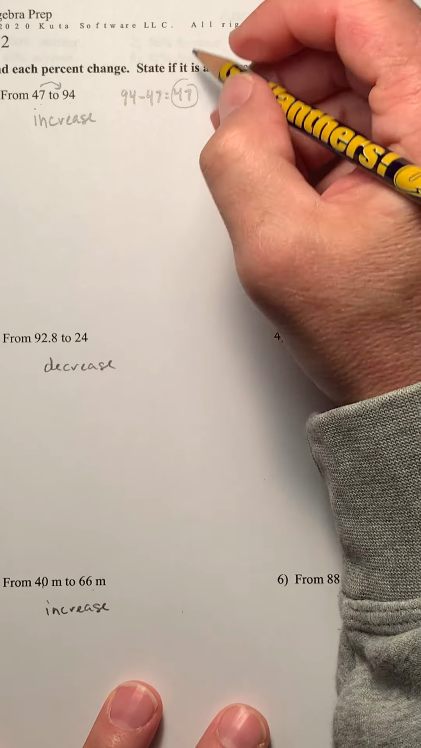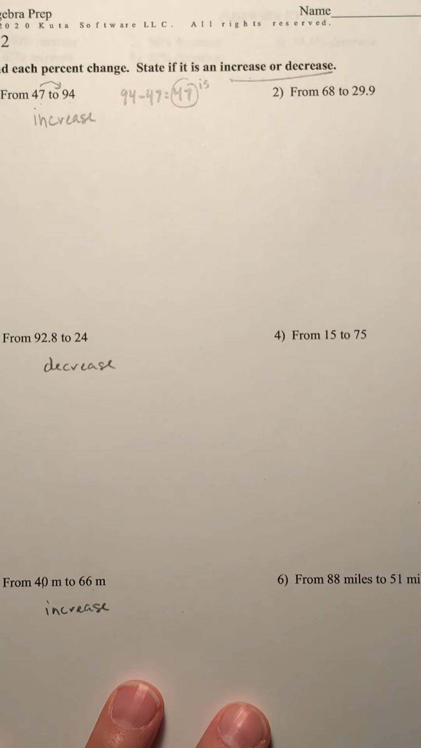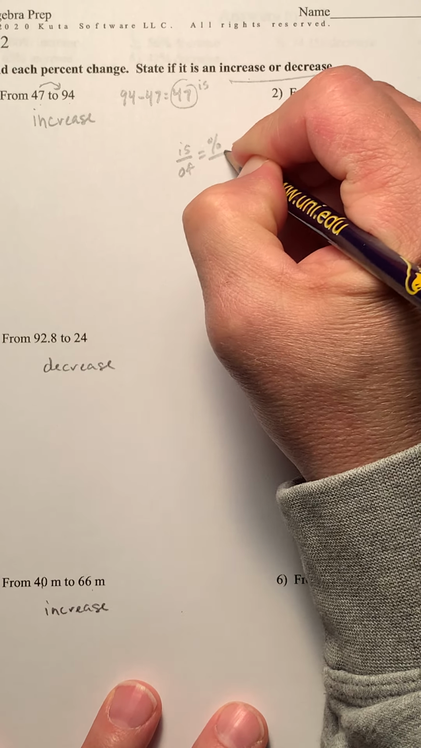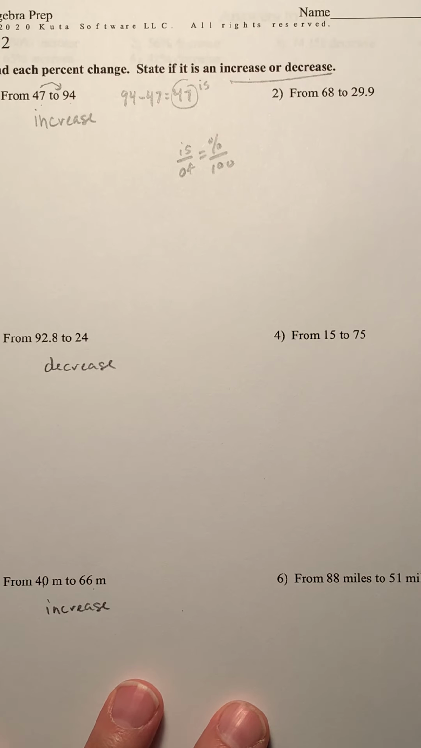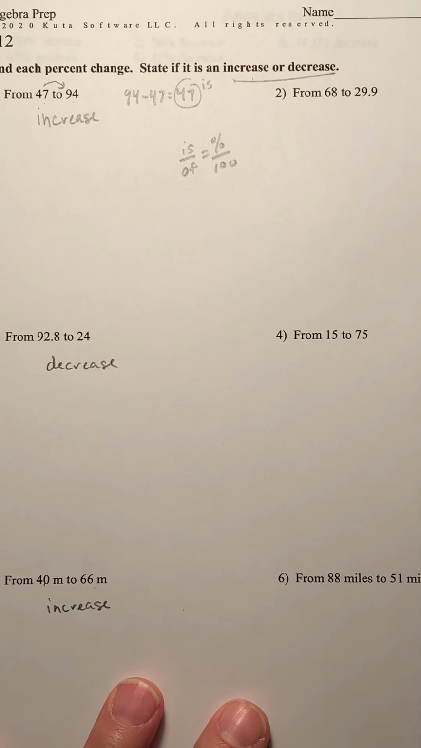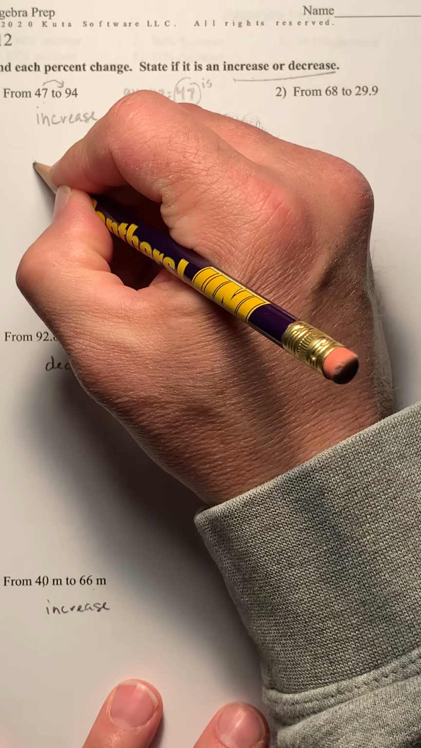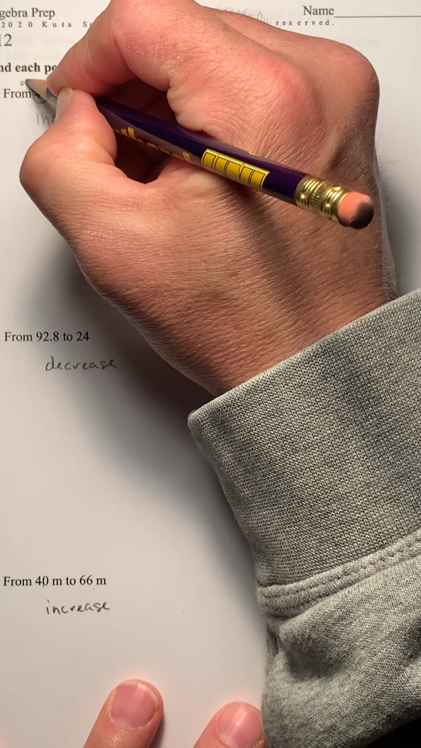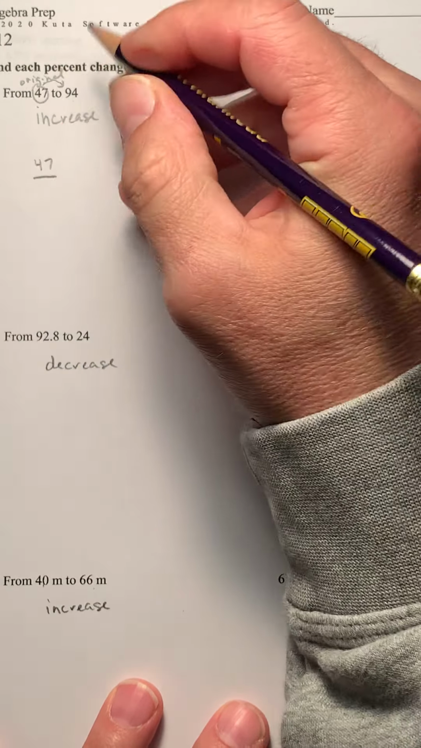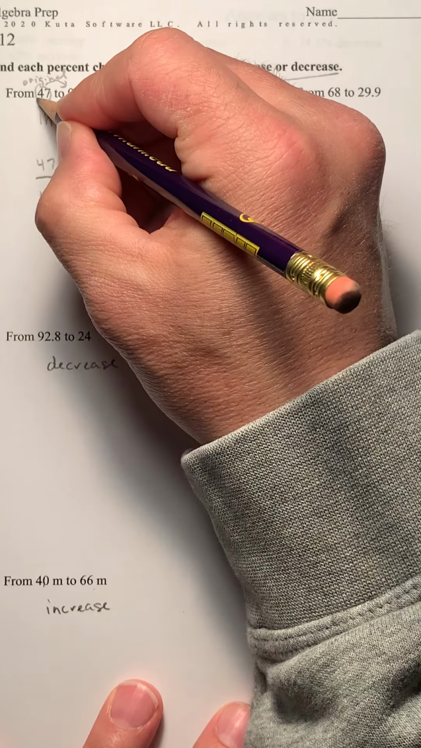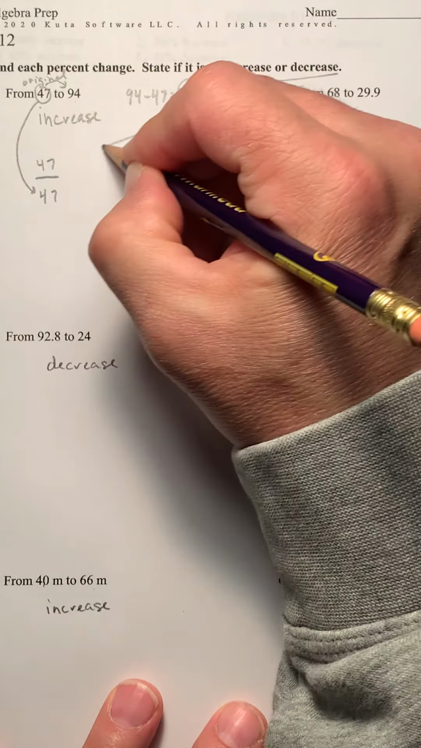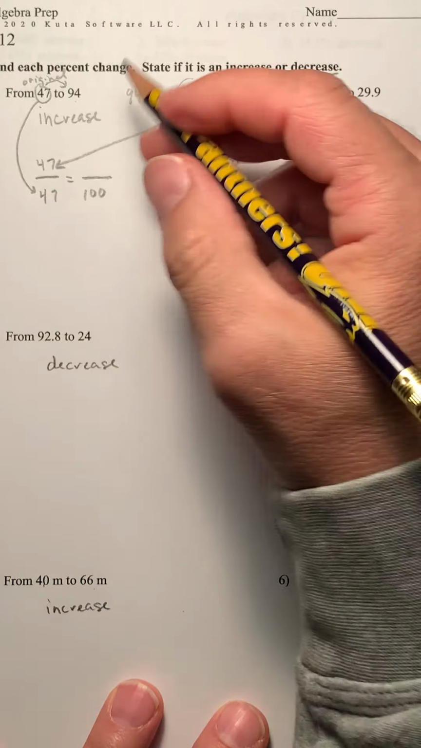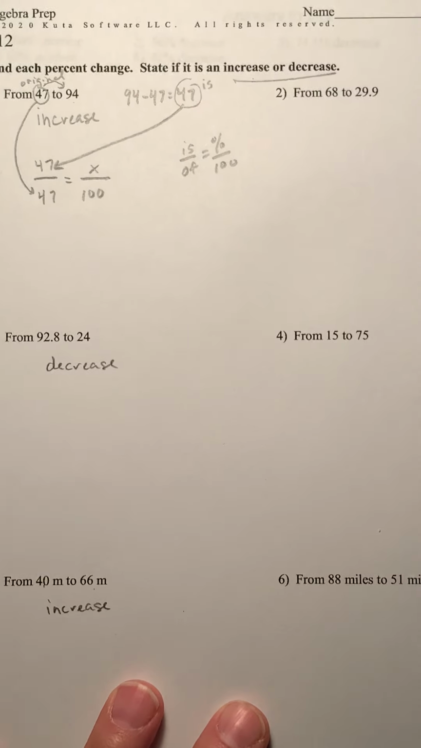What we're going to do is this answer ends up being the "is" part of our is over of equals percent over 100 problem. All right? So we increase by 47. So that's our is number. The original number is always the of. So this 47 goes here. This 47 goes here. Equals, we always know this is 100, and we're trying to find a percent, right? We want the percent of change, so we're looking for that.